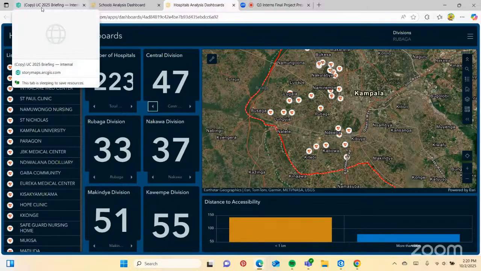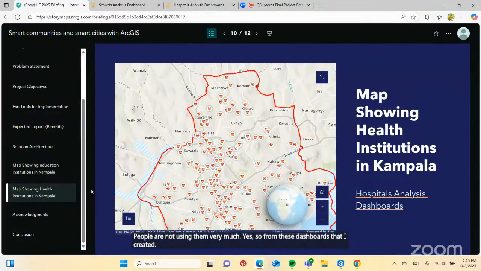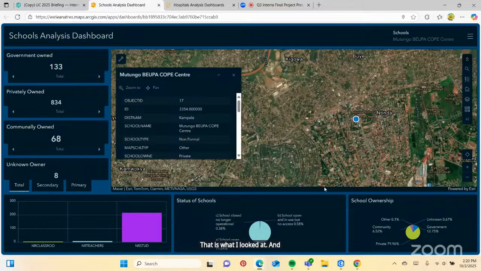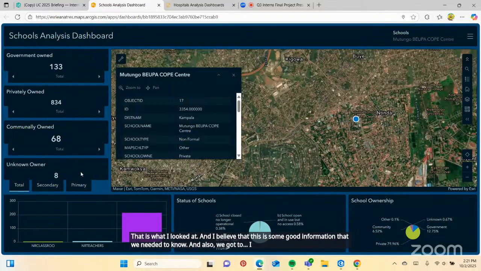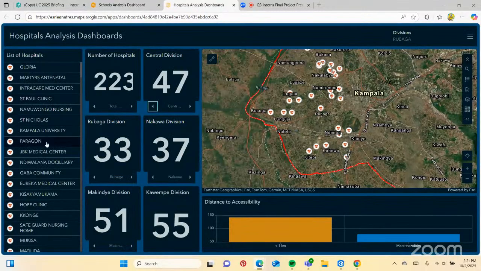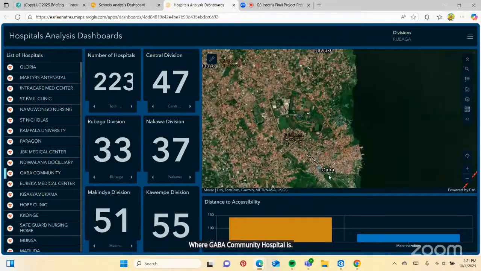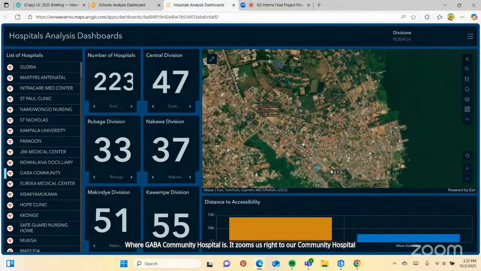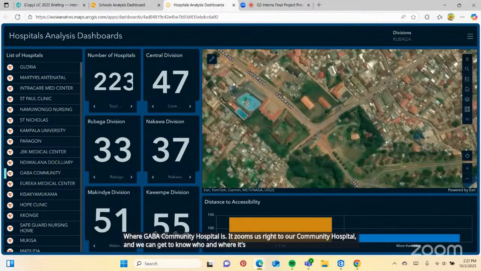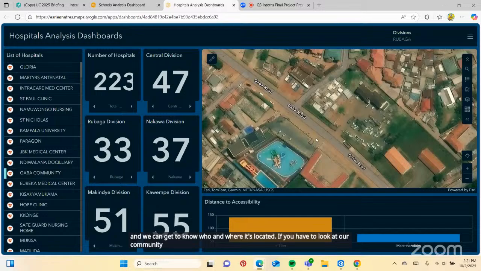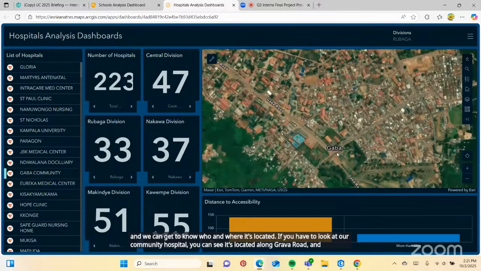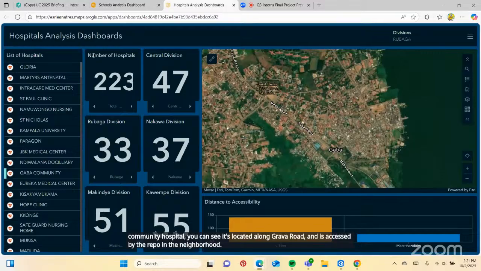So from these dashboards that I created, that is what I looked at, and I believe that this is some good information that we needed to know. And also I realized that if one is staying in Gaba and needs to know where Gaba Community Hospital is, it zooms us right to Gaba Community Hospital and we can know how and where it's located. If you look at Gaba Community Hospital, you can see it's located along Gaba Road and easily accessed by the people in the neighborhood. Thank you very much.